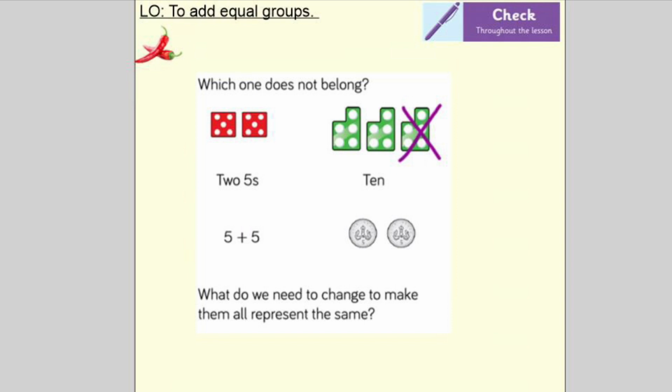And then 2 5p coins we know make 10 as well. The green numicon, however, we've got 5 add 5 add 5. We've got 3 fives, which is 15. So we need to cross one out, and now it shows 10.